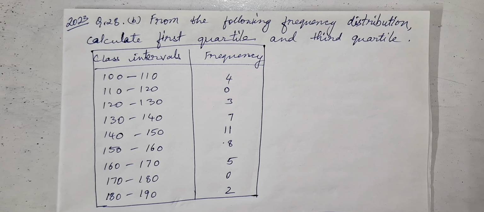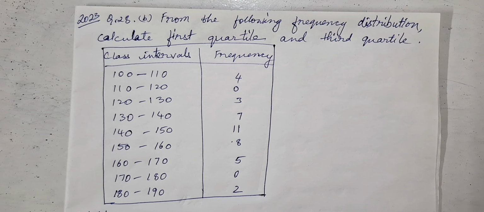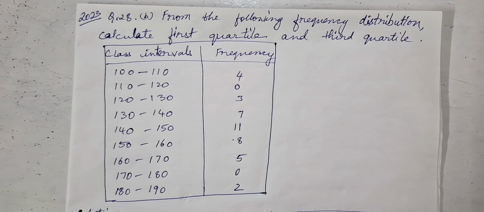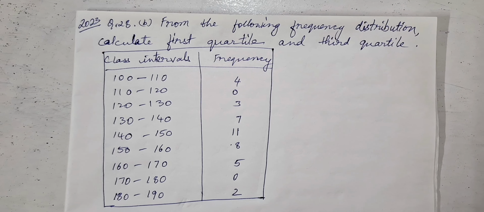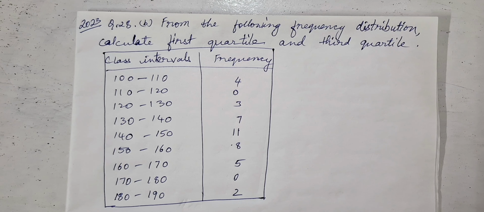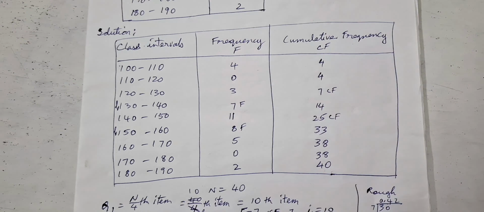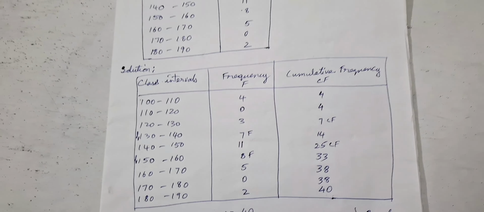And in the second column, we have the frequency 4, 0, 3, 7, 11, 8, 5, 0, 2. So that is the question. So we need to find out the first quartile and the third quartile from the given numbers. We'll have to make 3 columns here. The first column and the second column, we can copy from the question itself as it is.